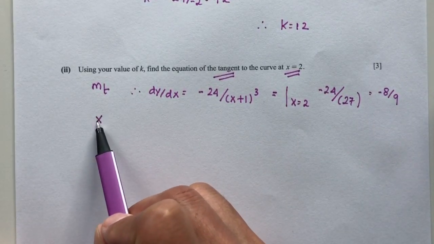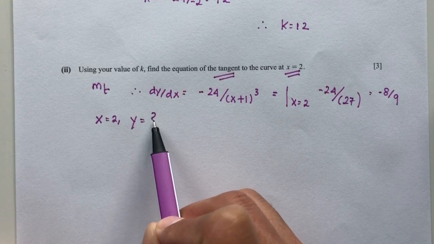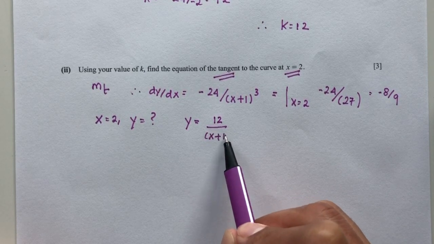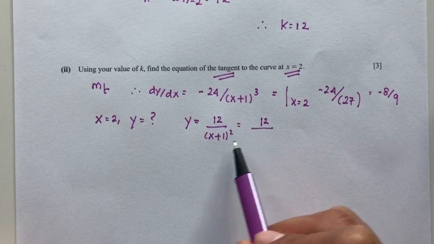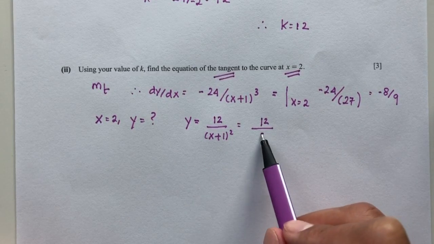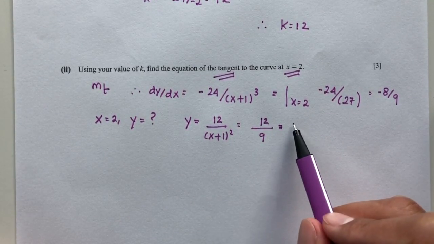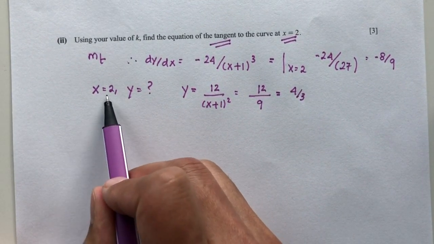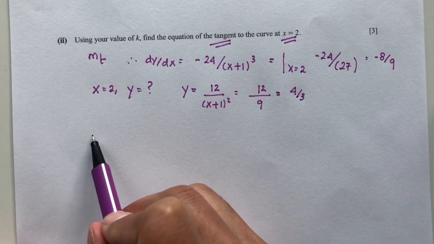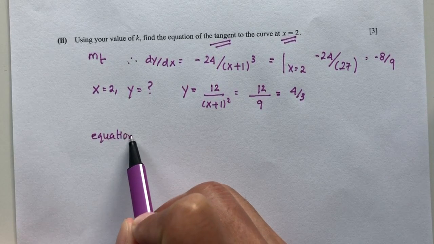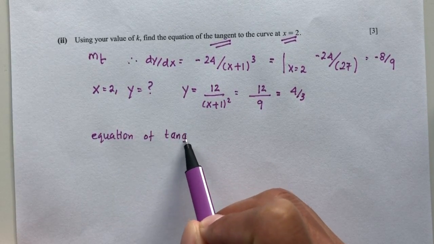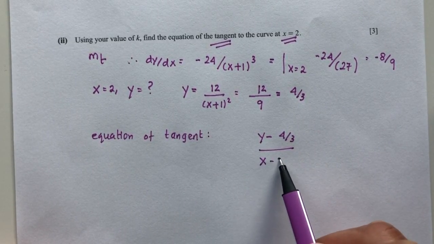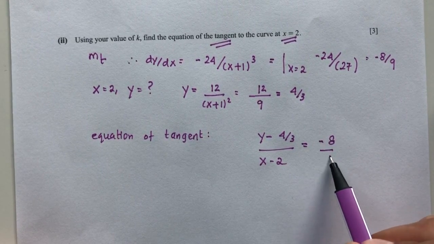Now using this point x equal to 2, what will be the value of y? Replace back in the equation, y is equal to 12 over (x plus 1) squared, which is 12, x is 2 plus 1 is 3, square will be 9. That will be divided by 3, you have 4 over 3. So we have the point x equal to 2, y equal to 4 over 3. So the equation of tangent will be y minus 4 over 3 over x minus 2 is equal to minus 8 over 9.